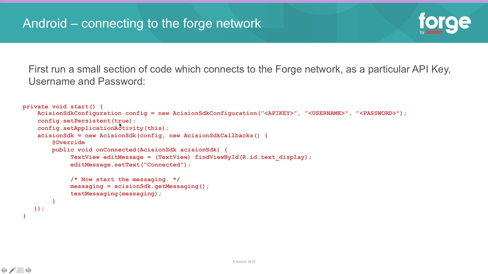There's a little bit of configuration just to say that we want persistent connections. And then you basically set up a new Acision SDK, and you set up some callbacks so that when the Acision SDK connects, we display that it's connected on our Android application page, and then start messaging. So that's all you need to do to connect to the Forge SDK network on Android.